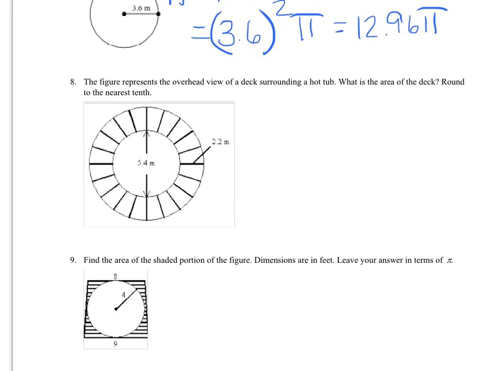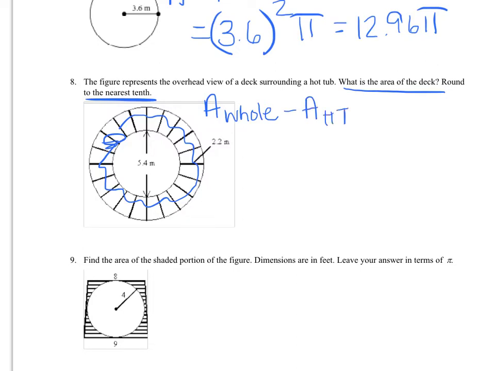So now this one, it says we have this deck surrounding the hot tub. The hot tub is a circle in the middle. The deck is like the slanted with the lines through it. What's the area of the deck? So we want the area of all this right here, not the area of the hot tub, and we're rounding to the nearest tenth. So basically the plan of action here is to take the area of the whole thing minus the area of the hot tub, and that equals the area of the deck.